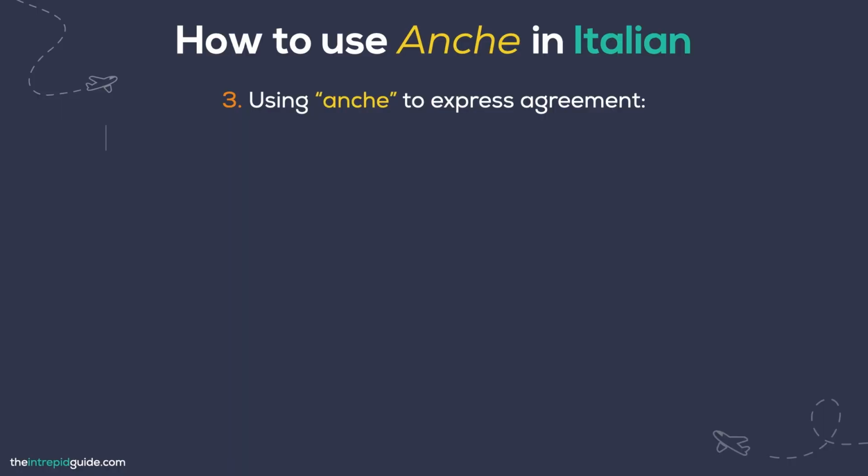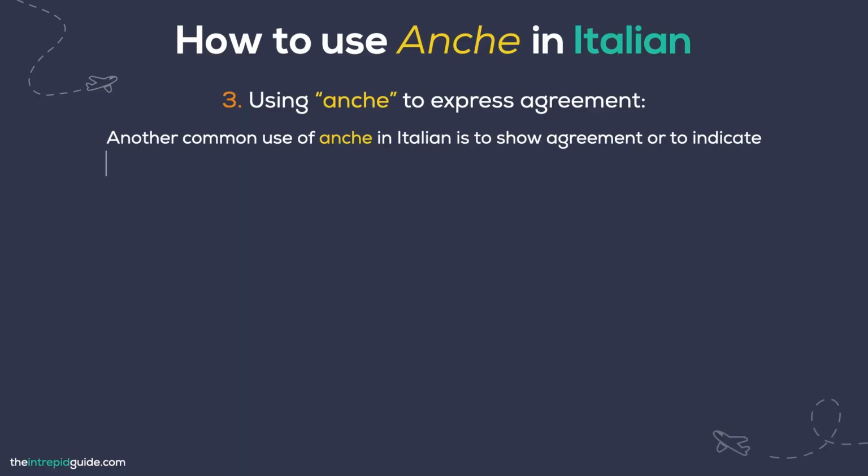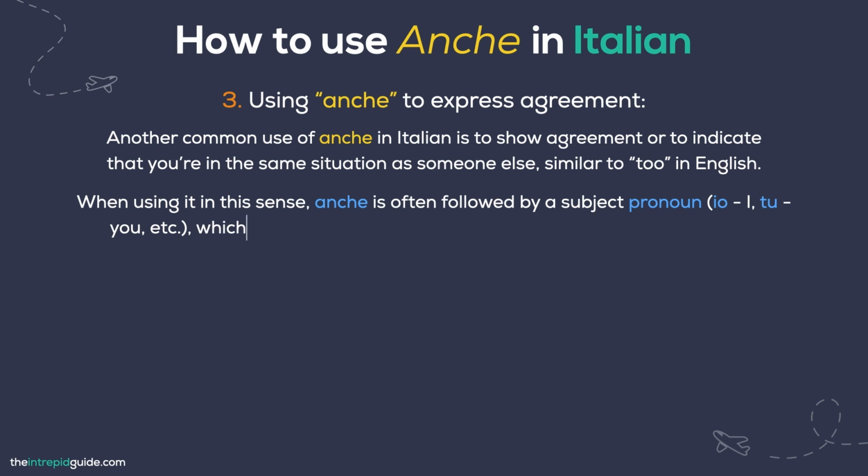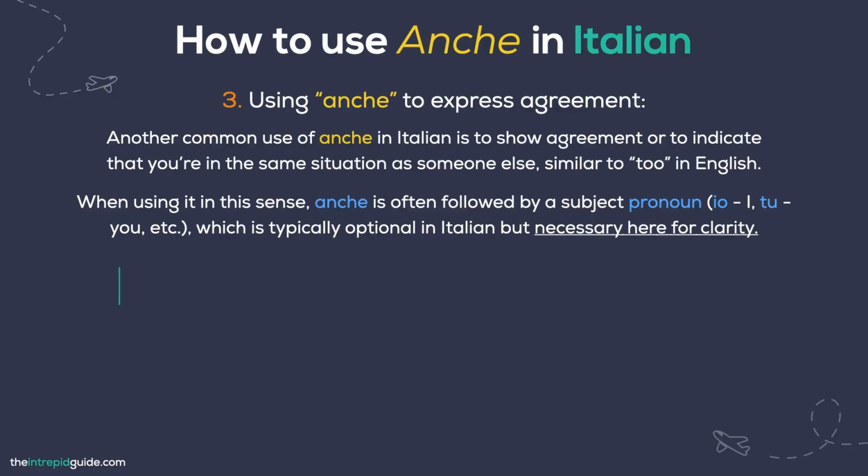We also use anche to express agreement. Another common use of anche in Italian is to show agreement or to indicate that you're in the same situation as someone else, similar to saying too in English. When using it in this sense, anche is often followed by a subject pronoun, that is, io, I, tu, you, and so on, which is typically optional in Italian, but necessary here for clarity. Take a look at these examples.